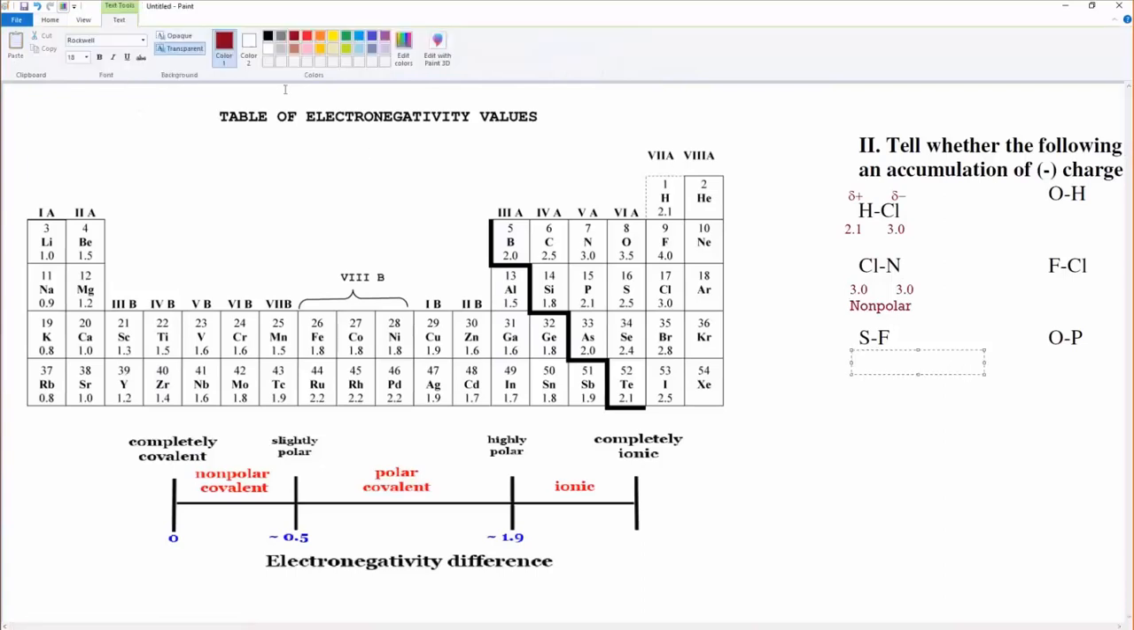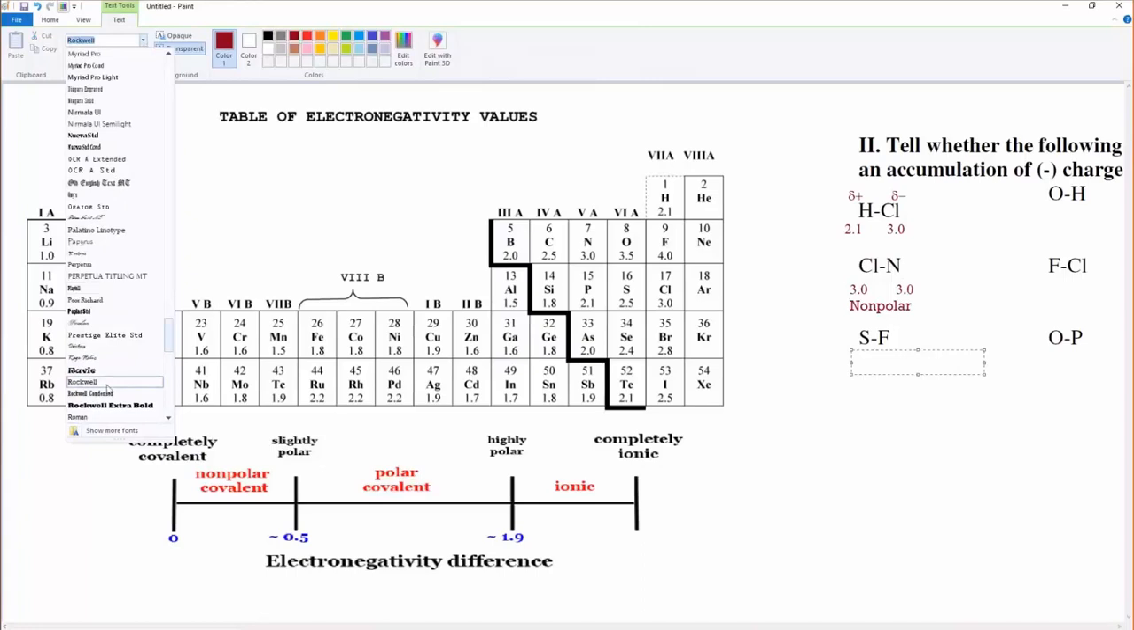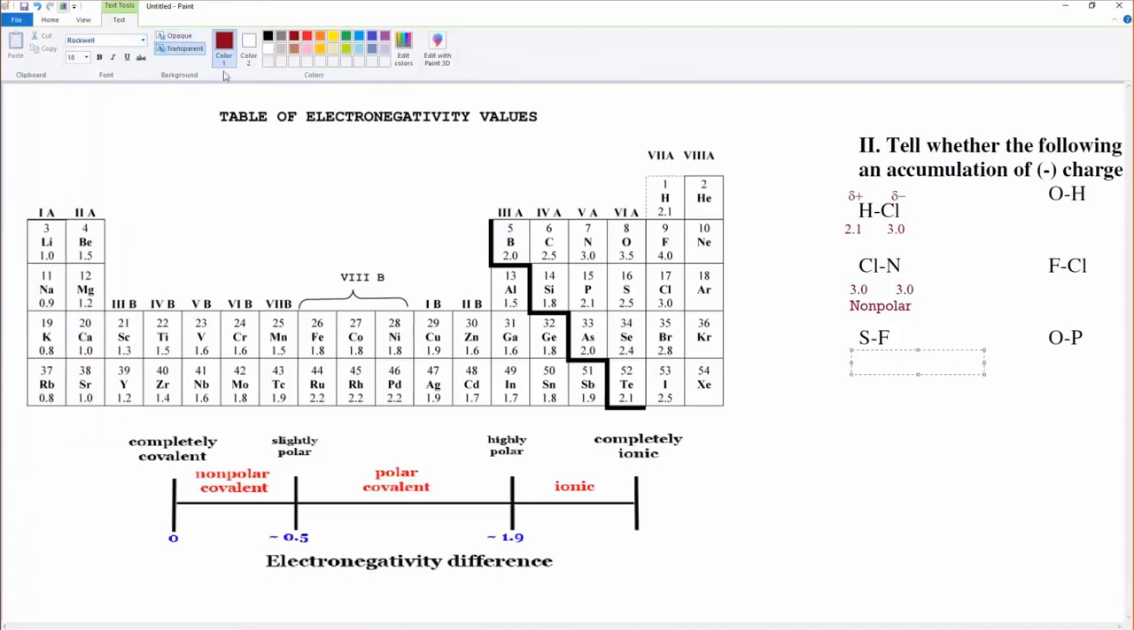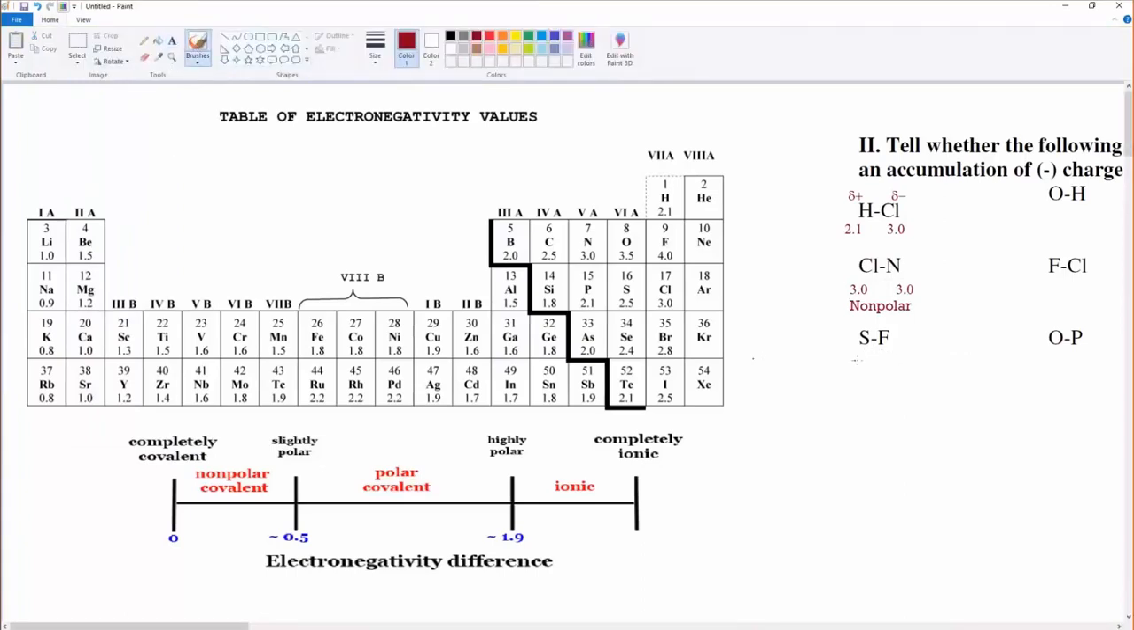And if I do this for S and F, then we can say... I'm too lazy to look for it. I can just draw it like a little S with the bottom part closed. Sorry, the sulfur is 2.5 and the fluorine is 4.0. So the difference between the two of those is 1.5. That is significant enough to definitely be polar. And so I can do this little delta plus on the sulfur and a delta minus on the fluorine. Everybody feel good about that?